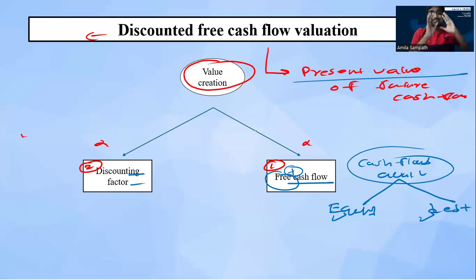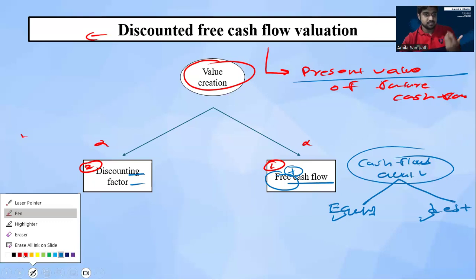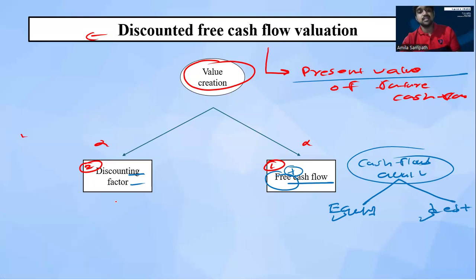Then the purpose of using the discounting factor is not only getting the present value of these cash flows. Okay, then this discounting factor, from the investor's perspective, we can say is the investor required return.